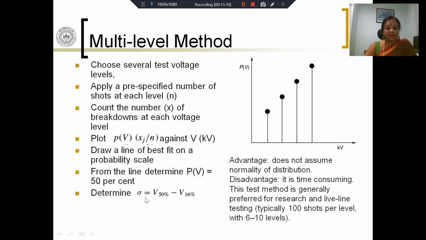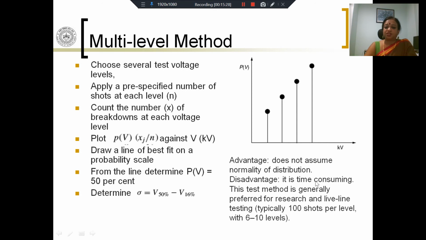Determine sigma as V 50% minus V 16%. And this way you will be able to determine the confidence interval of plus minus 3 sigma, which will give you the statistical withstand voltage and the statistical over voltage. And you have the probability distribution.